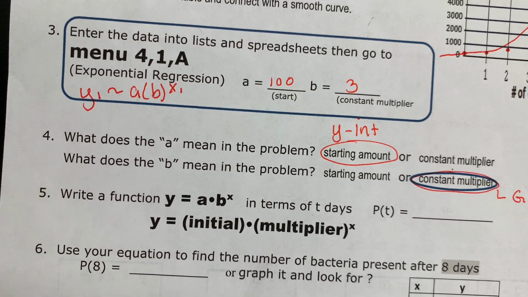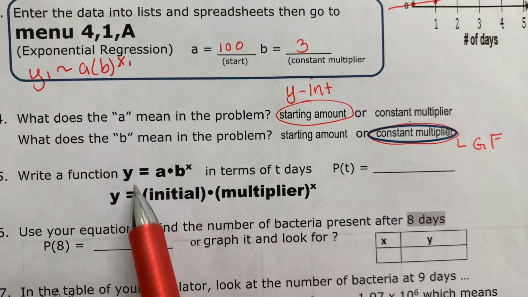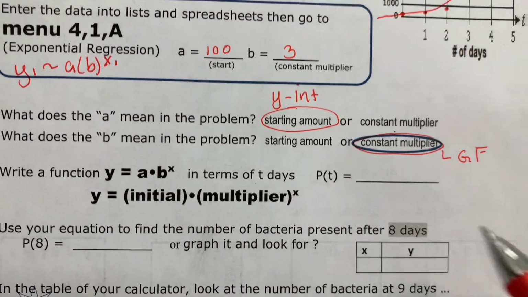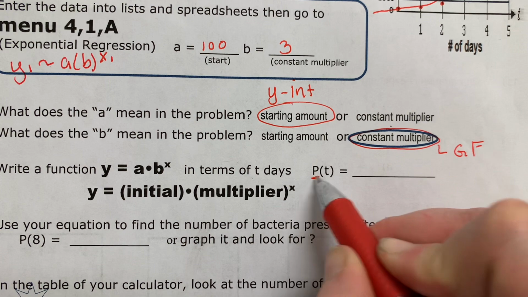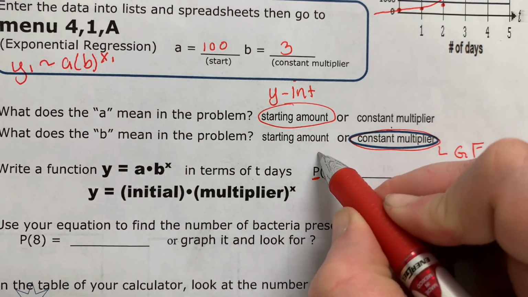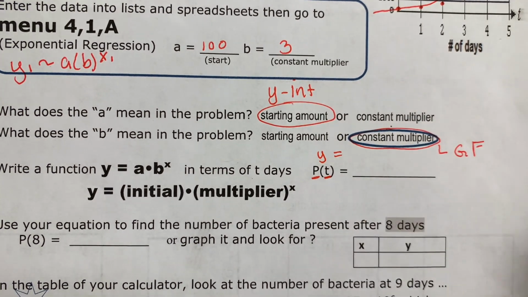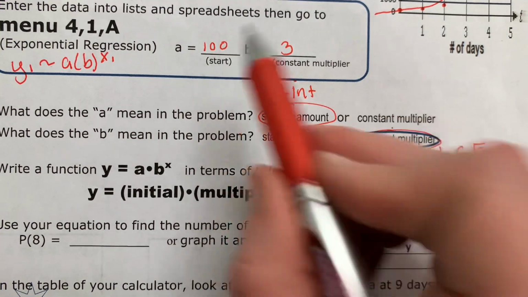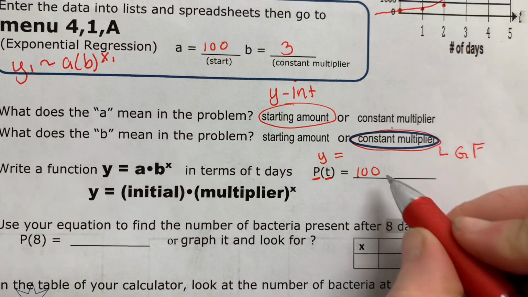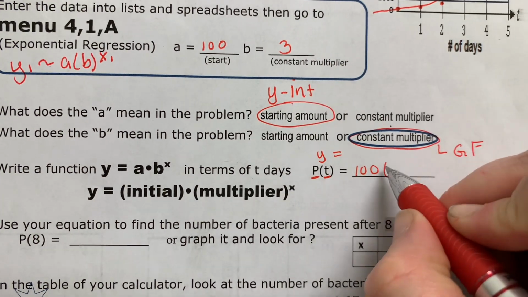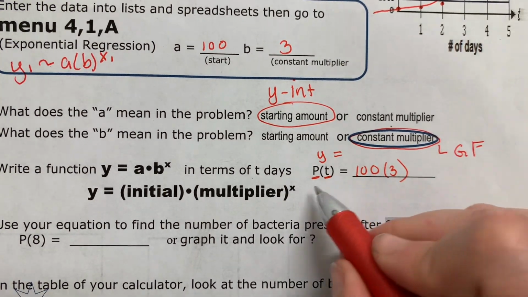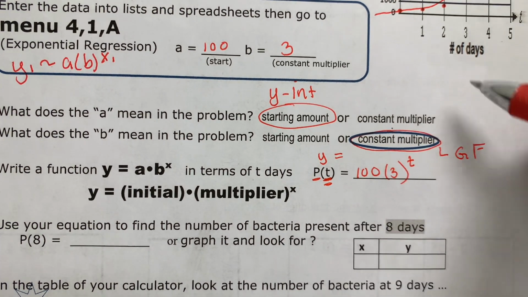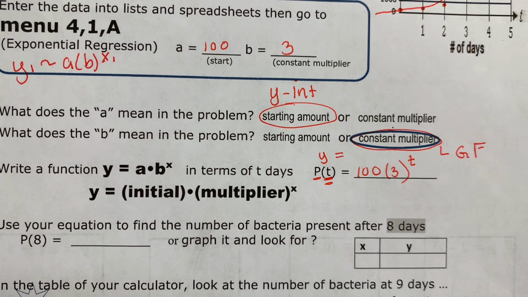All right, so it says write in a function y equals a times b to the x in terms of t days. So what this is, it wants to know the population after t days. This is another way to write y. So my a, we just said, was 100. Times, it triples every day, that's my growth factor. And then instead of x, it's wanting me to put a t in there for number of days, time.